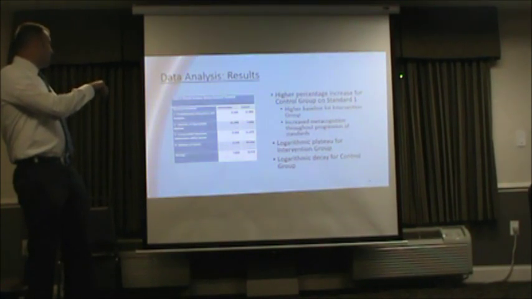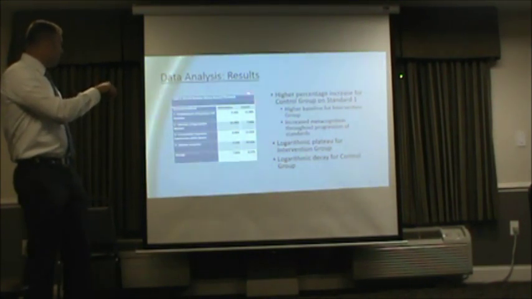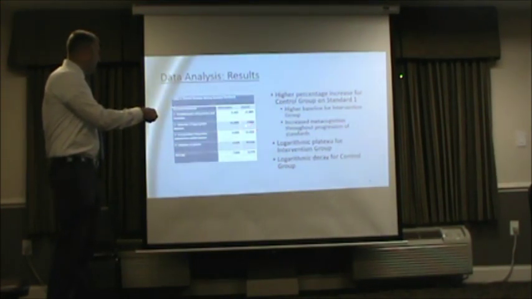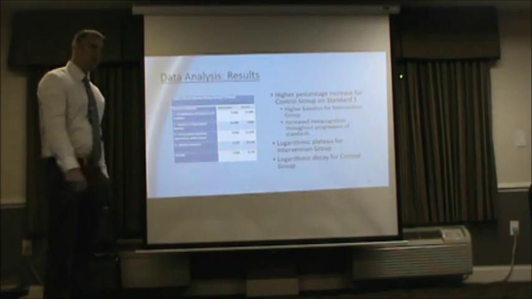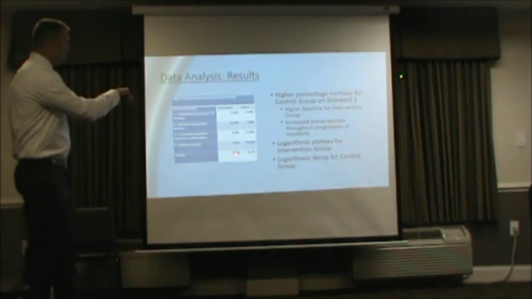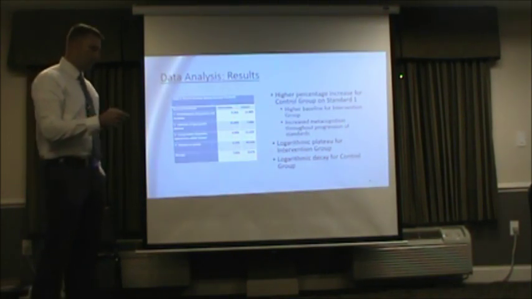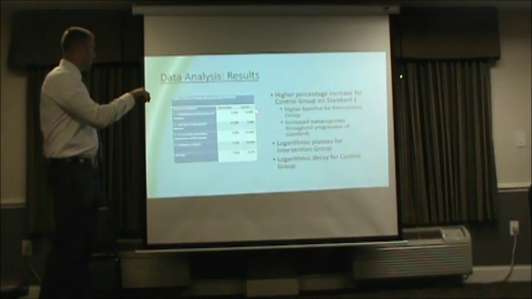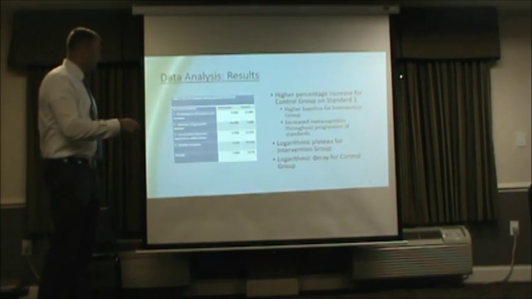If you look at the comparison of the actual percent numbers over here, starting with standard 3 and going into 4, we see a negative sign in front of the control group. The intervention group made a consistent progression in each standard, which is strange, especially considering that after the first standard, the control group outperformed the intervention group.